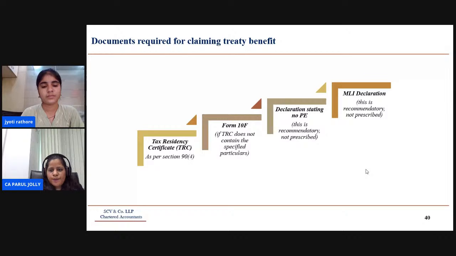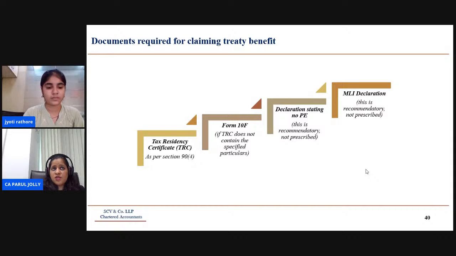Another is the MLI declaration. As we understand, and as explained by Asim sir, now we have this Multilateral Instrument. The MLI has now to be read along with the treaty. So if I need to apply a treaty, I have to read MLI provisions into it, and then only I can grant the treaty benefit.